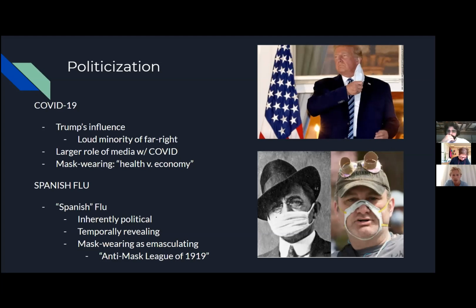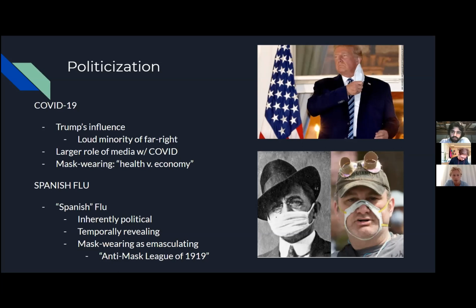In both pandemics, you did see mask wearing as a politicized thing in itself that was representative of a larger political and social divide. As it's manifested during COVID, the health versus economy debate, which in itself is probably a political weapon intended to divide and intended to pit people against each other.